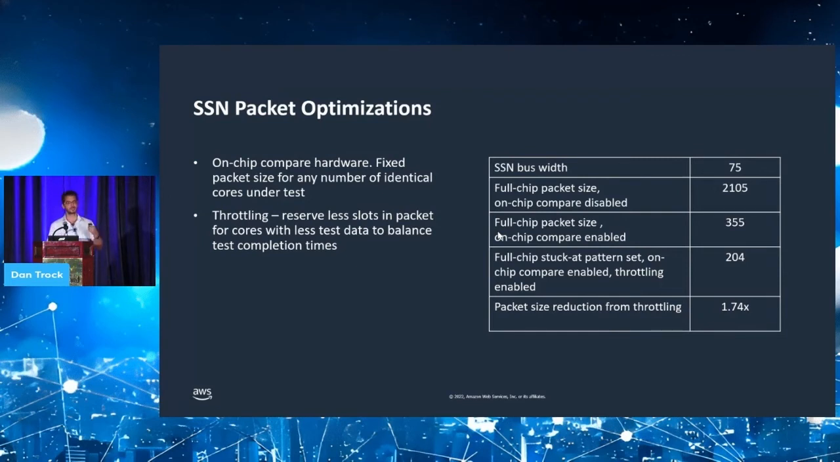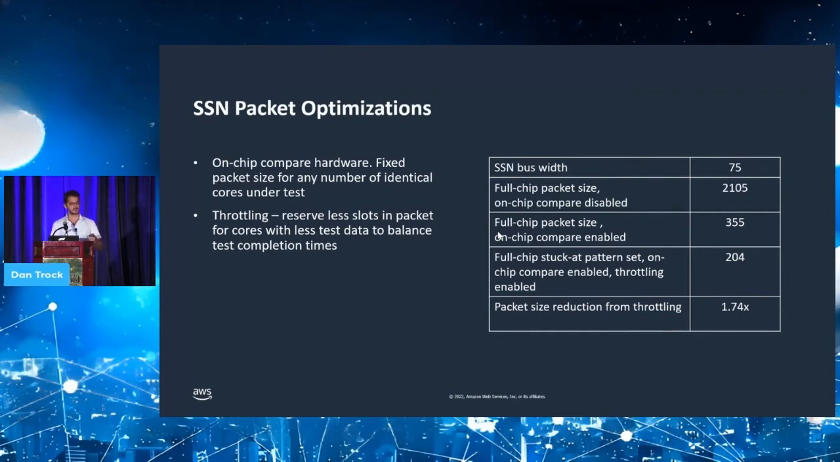Once we enable on-chip compare, and since we have many identical cores, that packet size shrinks dramatically to 355 bits, because all those identical cores are sharing the same slots in the packet, both on the input side and the output side. So this is a great reduction of test volume.